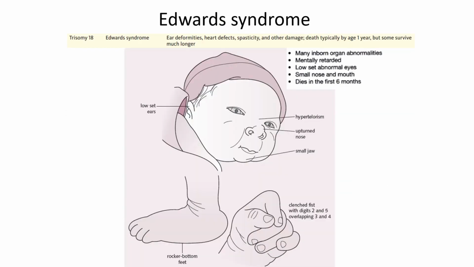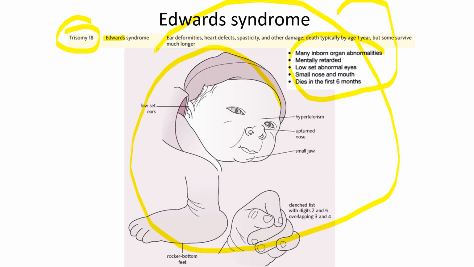This is Edwards syndrome, right? Trisomy 18, Edwards with an S here. And these are the characteristics of Edwards syndrome as well as here. So you read this on your own.